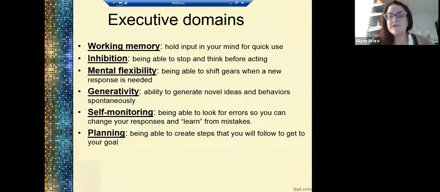Generativity, so the ability to generate novel ideas and behavior spontaneously. So oftentimes, if something that they didn't plan for occurs, they struggle to spontaneously respond. This could be in communication, socially. This could also be in response to a stressor or a dangerous situation. And we're actually going to do an activity in regards to generativity during the presentation.